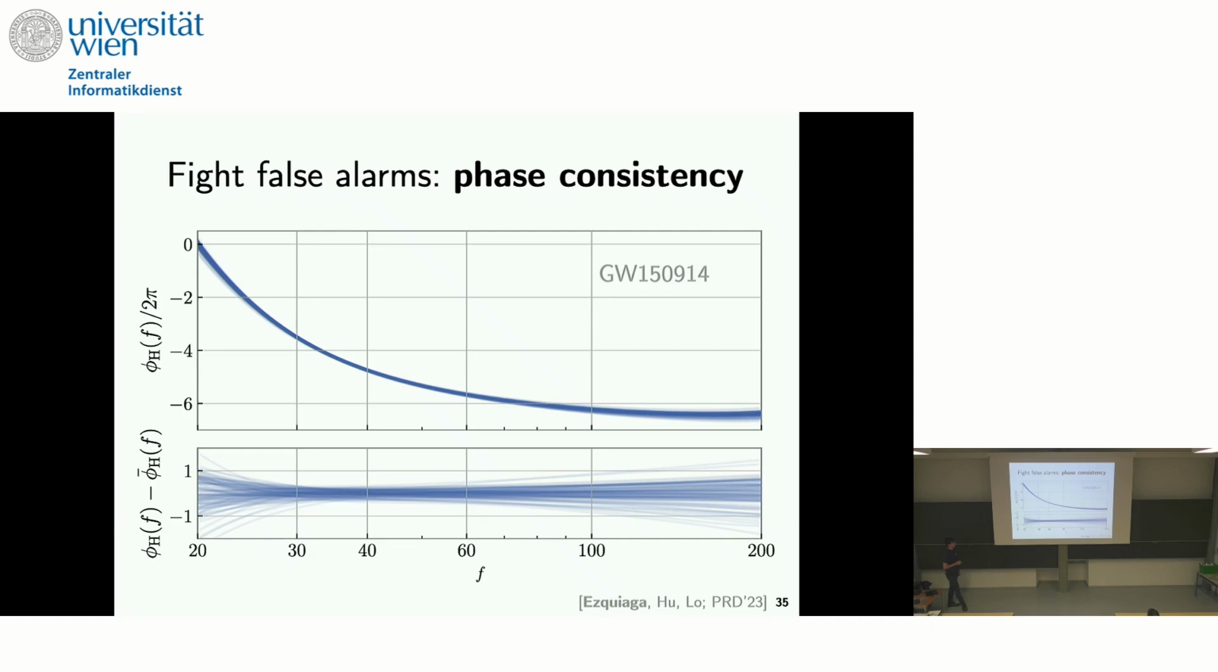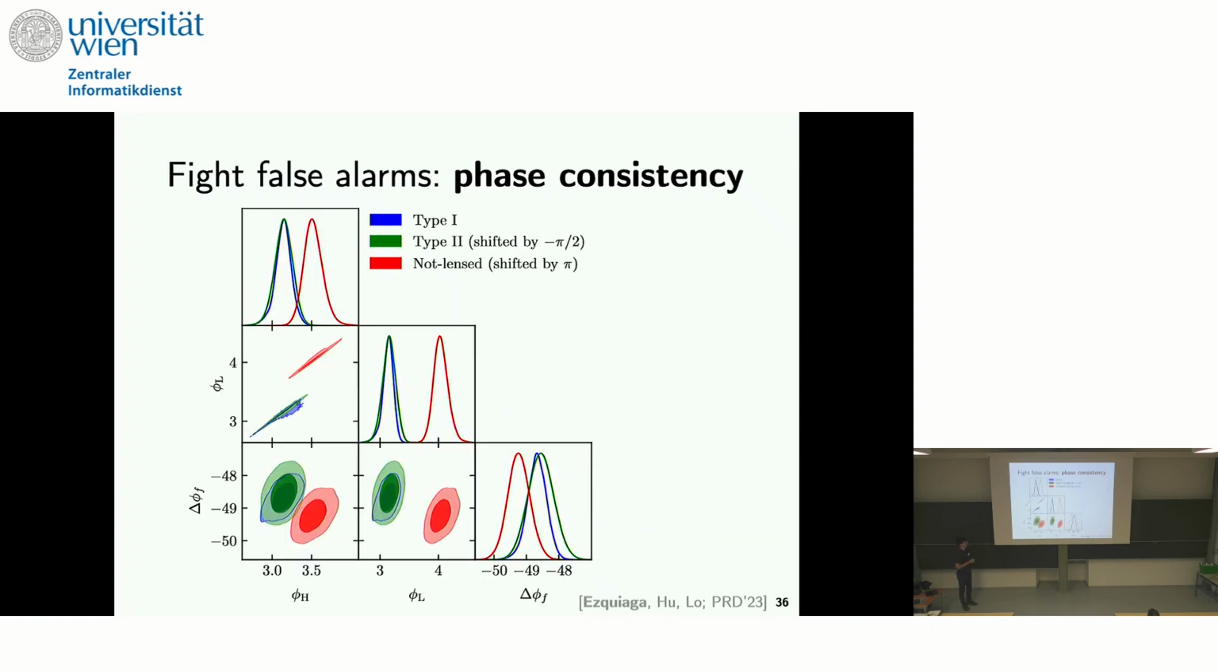So one possible strategy to fight these false alarms is to look for the consistency of the phases, which should be the same if they are lensed events, modulo this pi-half phase shift. If you have this pi-half phase shift, that's going to shift your phases, but you can account for that. And this is just simulated data of how this would work. But just to say that you can also fight the false alarms with some of these.